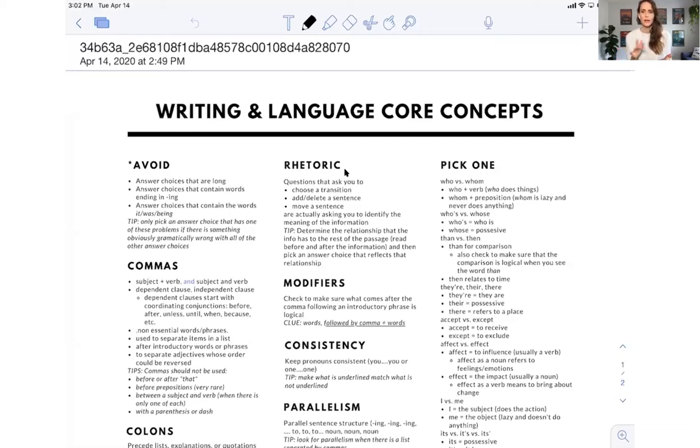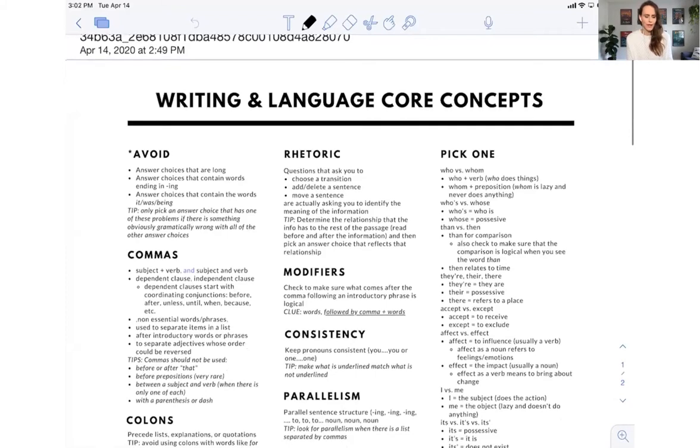So you're going to see a couple things in your email. The first one is the writing and language core concepts handout. This is a little bit more in depth than you will see in the core concepts handout that covers the entire SAT. I tried to put it into only one page so it's easy to reference and cover every single topic that you could possibly be tested on in an SAT writing and language section.